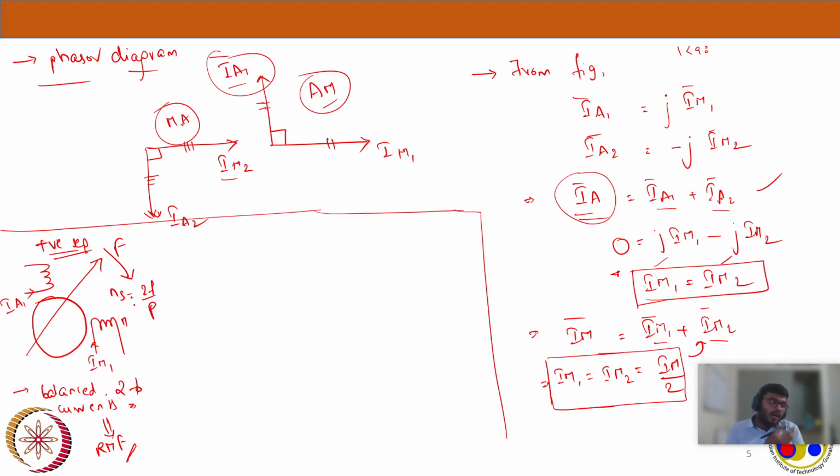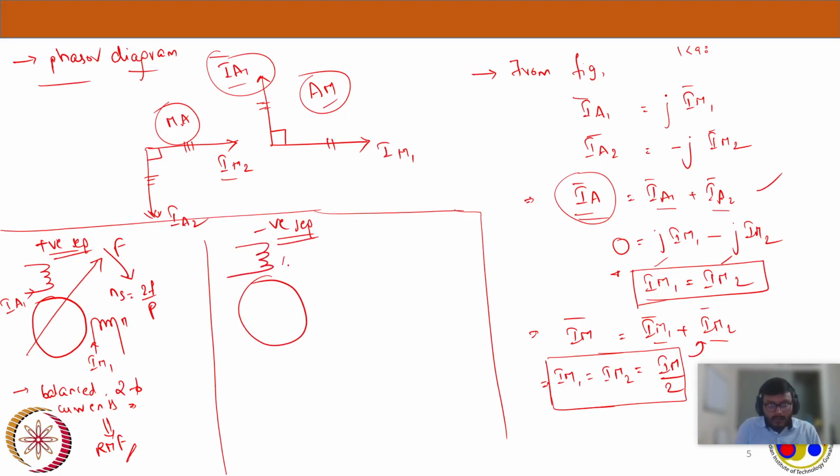Okay, now we have considered the positive sequence first, and we have seen these two currents will produce an RMF, and the direction will be from leading to lagging, from A to M. Now, if I consider the negative sequence, I have a rotor, and similarly I have an auxiliary winding and a main winding, and I'm trying to pass IM2, and here I have IA2, and we have a rotor here.